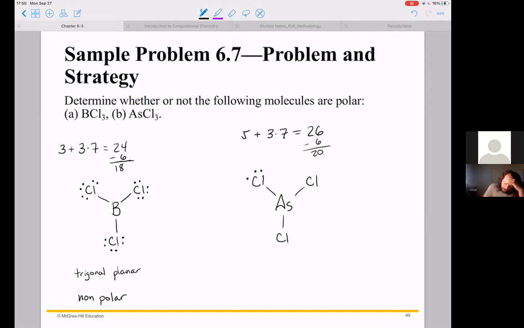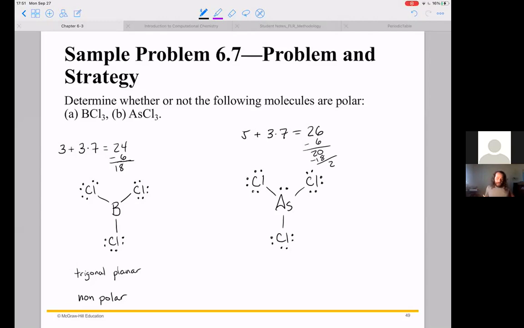I complete the octet on everything, all the constituents. So that leaves me, that was 18 that I just put down, so that leaves me with 2. And what happens when I have any that remain? They go on the central atom.